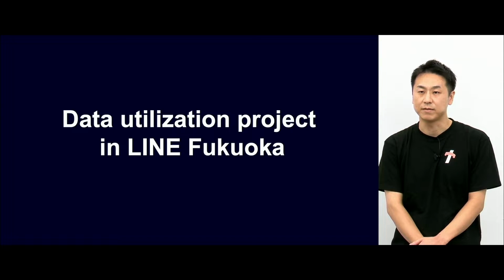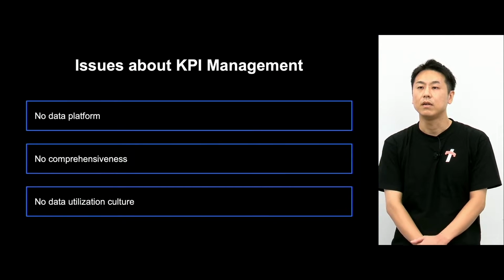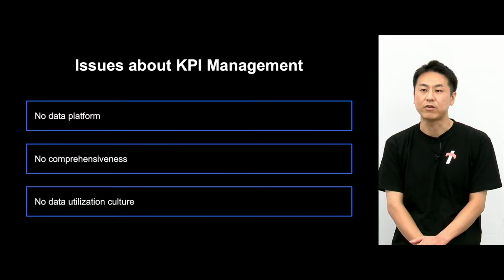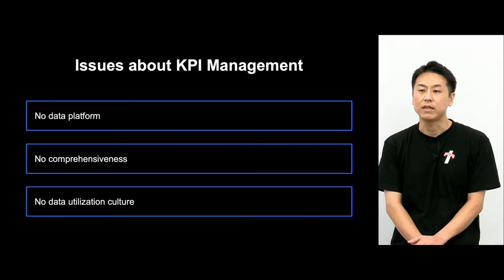And now I would like to talk about the data utilization project in Line Fukuoka. Even before this project launched, there was an issue with KPI management. There were no data infrastructures to collect data in the first place. Each department collected data in its own way to tally KPIs. Also, the collected KPI indicators were not necessarily comprehensive. We would find work volume and work quality, but no data on productivity. There was missing data, after all.